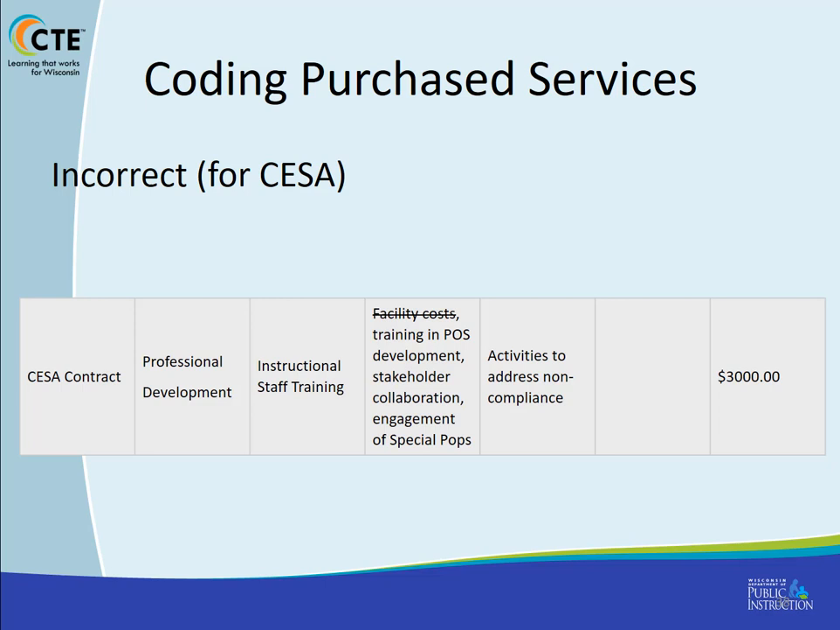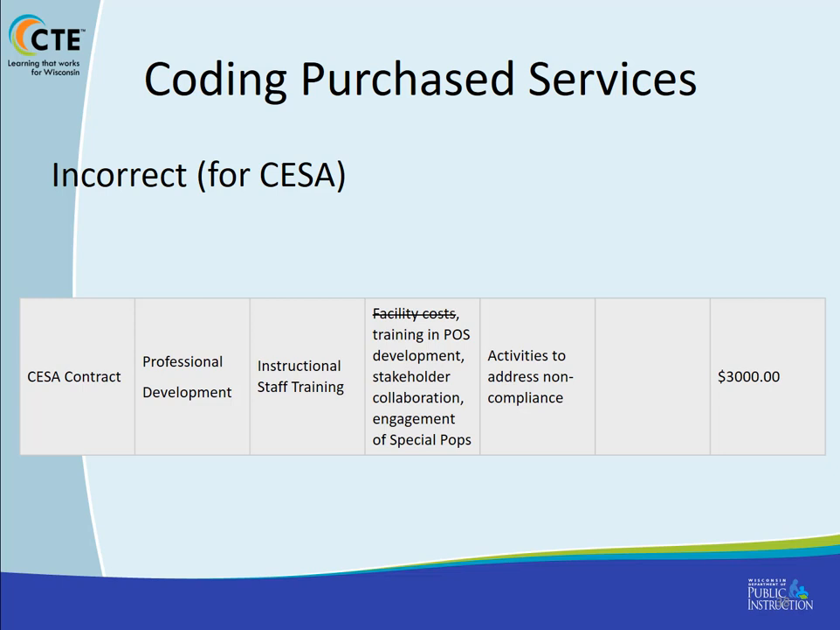Here we have the last purchased services example. The way that this is coded brings up a lot of questions. First, this is incorrect because a CISA or any other fiscal agent cannot contract with themselves for services. The option of CISA contract is intended for single districts or a consortium who may be contracting with a CISA for, say, professional development. The description is also confusing.